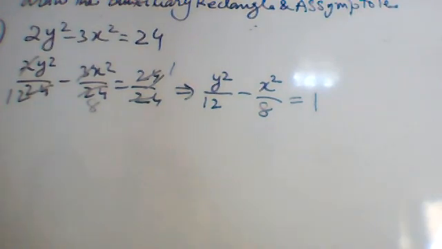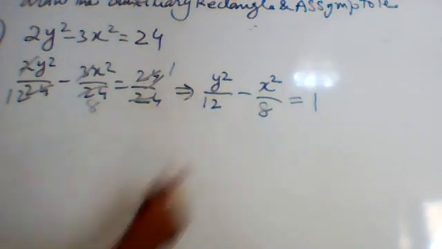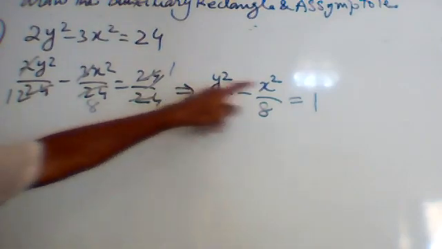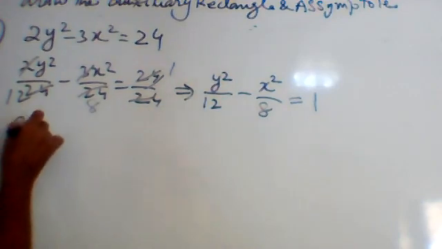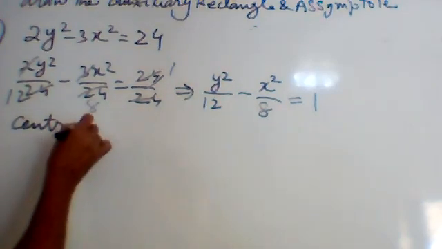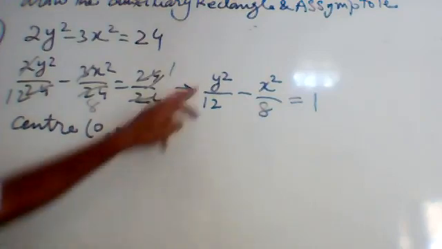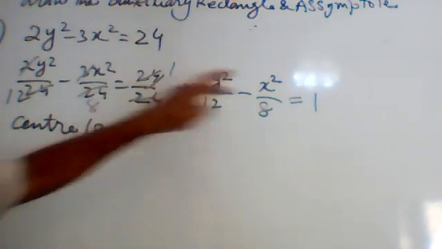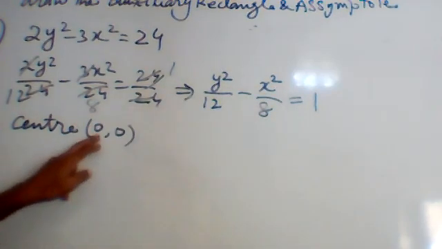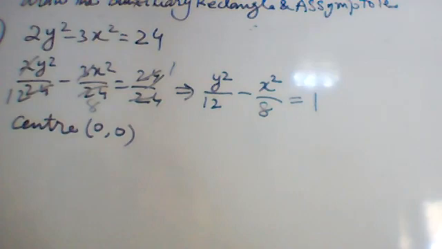Center will be 0, 0. X coordinate is 0, y coordinate is 0. Y minus 0 whole square, so therefore y coordinate is 0. X minus 0 whole square, x coordinate is 0. So center is 0, 0.